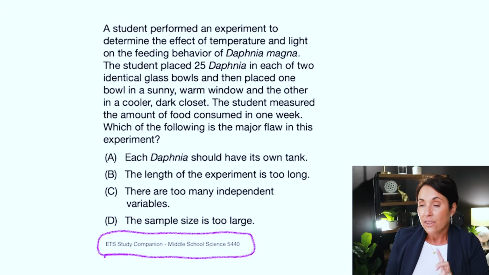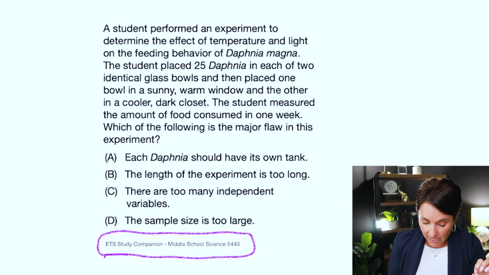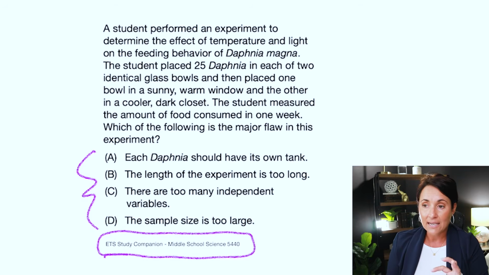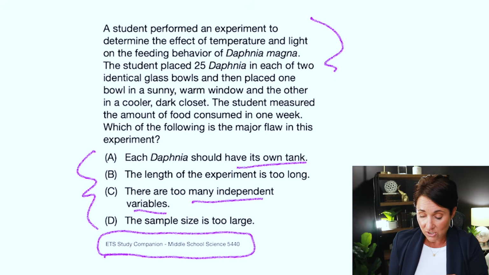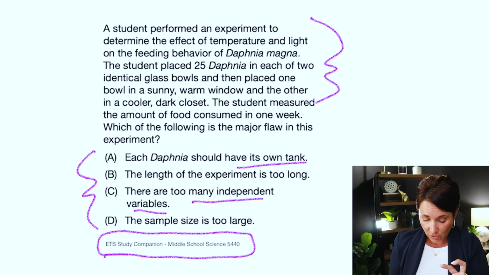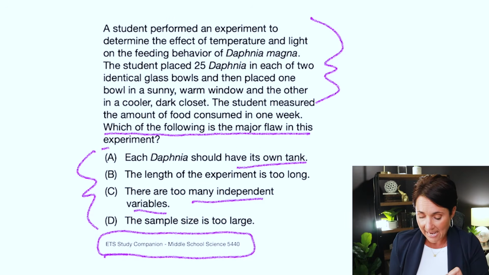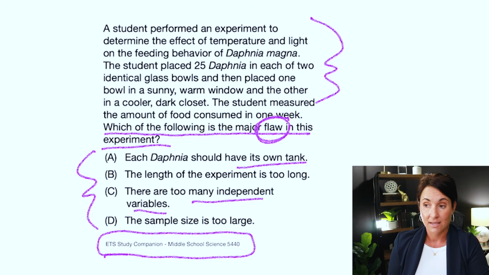All right, so the first thing I'm going to do is take a look at the answer choices, and I can see that I'm not real sure here. Each Daphnia should have its own tank. The length of the experiment is too long. There are too many independent variables here. The sample size is too large. All right, I can't do much with the answer choices. Let me go to the question stem because this is too much for me. This is overwhelming me. Let's go straight here. Which of the following is a major flaw in this experiment? All I have to do is find a flaw.